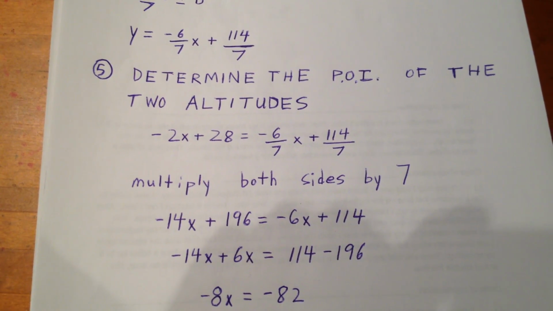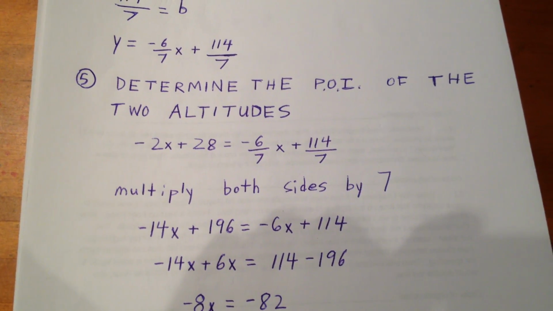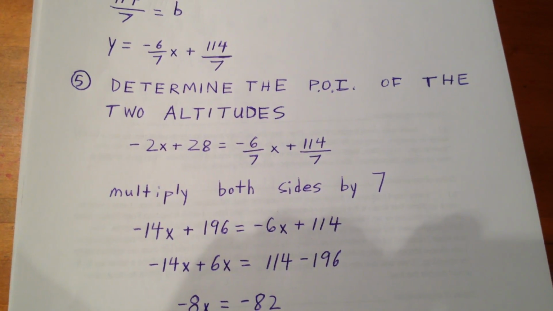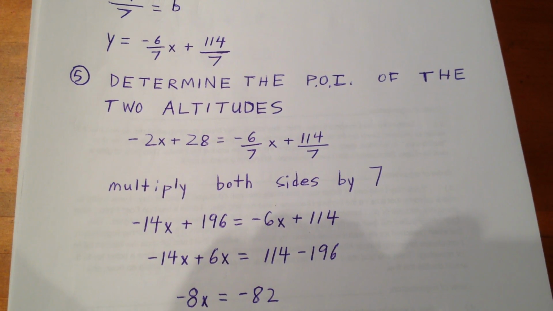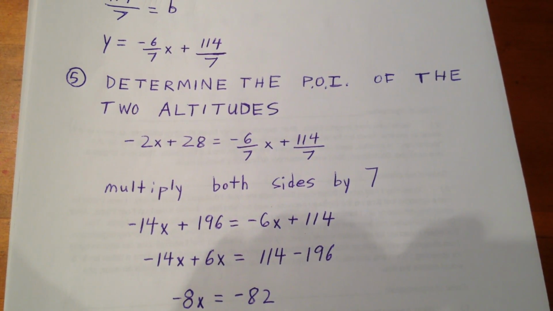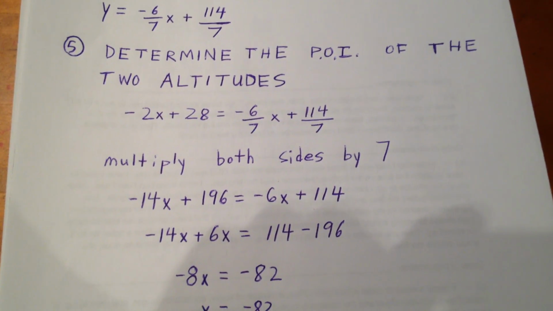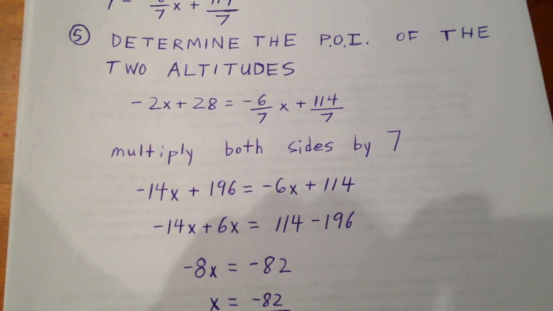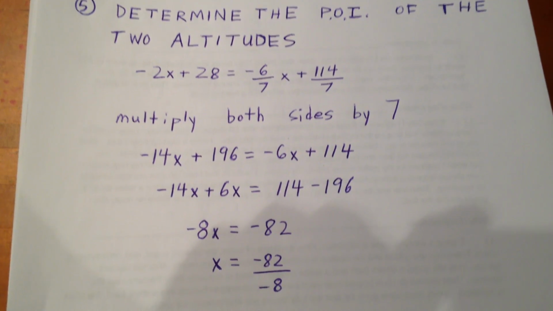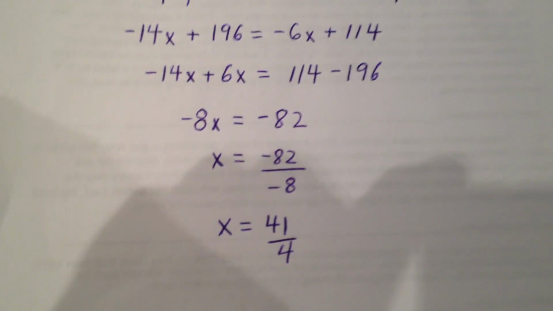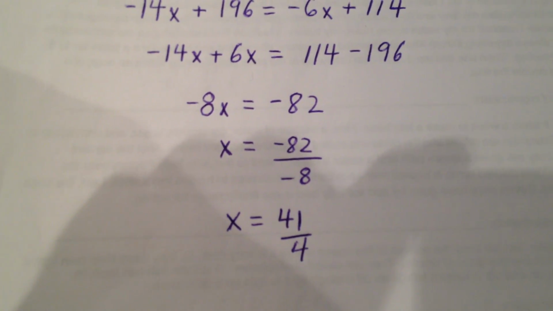7 times -2x is -14x, 7 times 28 is 196, 7 times -6/7 x is -6x, and 7 times 114 over 7 is 114. Doing some relatively straightforward math from that point on, getting our x terms on one side and isolating x, we get x is 41 over 4.